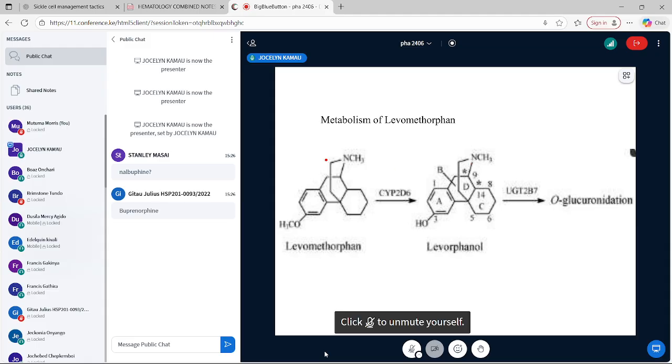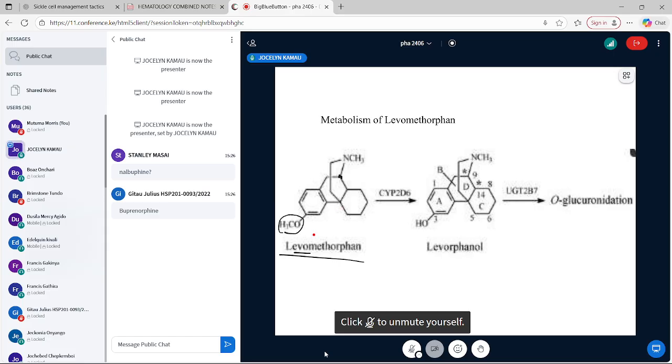Metabolism of levomethorphan. This is our levomethorphan. Remember, levomethorphan will have position number 9, our number 9 there. Position number 9 carbon, that carbon having the R configuration for it to be levo. If it is dextro, that will have the S configuration. It must have the methoxy group there.